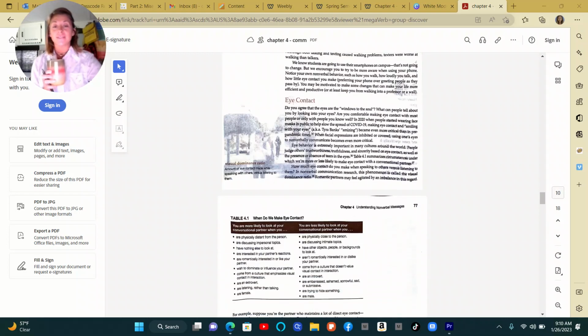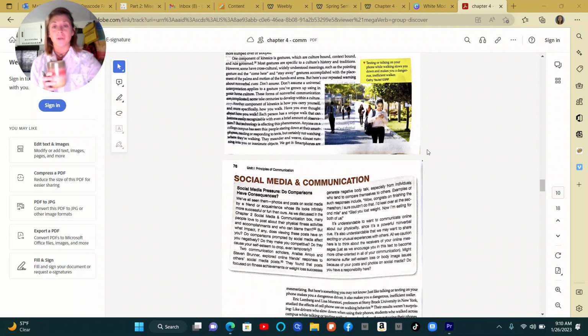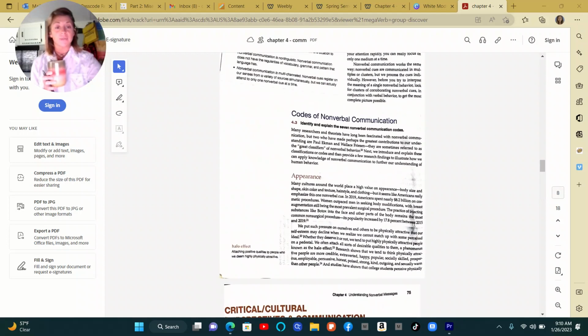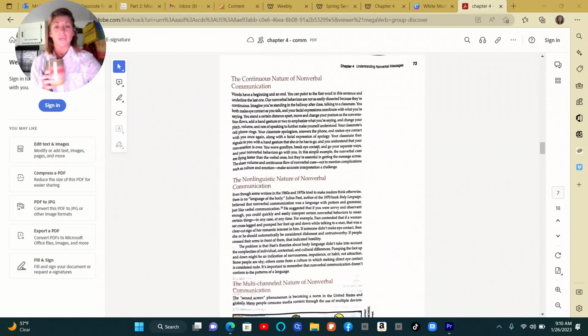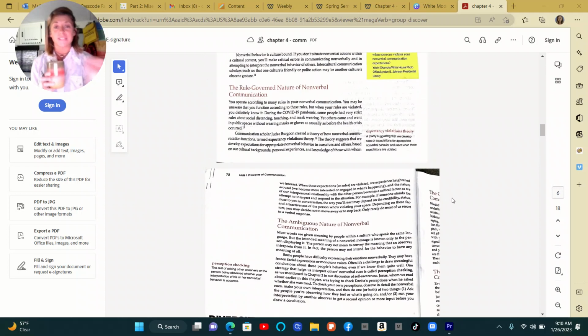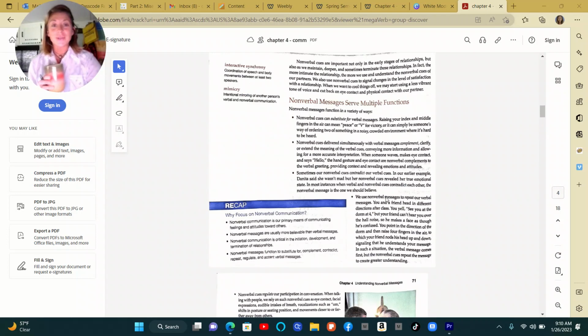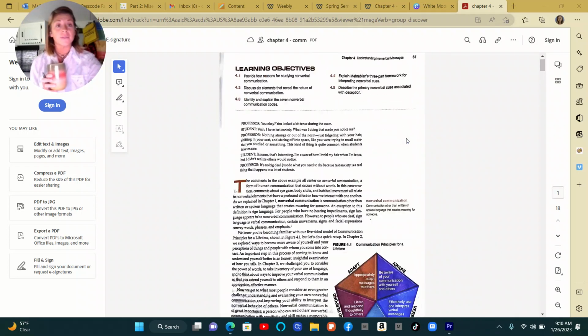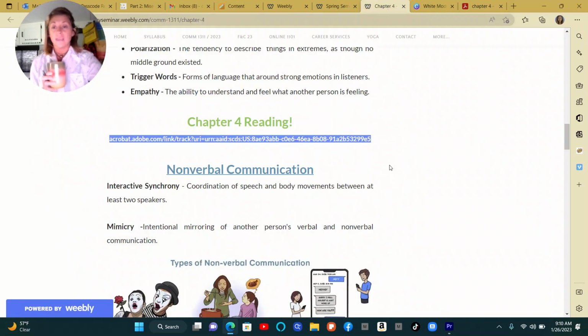It's just funny. It wasn't funny, but my book got really wet. And so I think I was doing that so that I could read it on here because I couldn't stand that the pages were wet. So there's the chapter 4 there. So that's kind of nice for you guys if you need it.